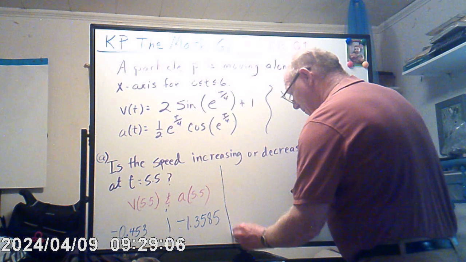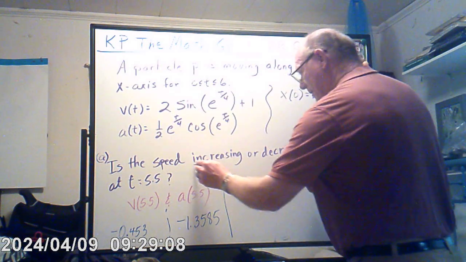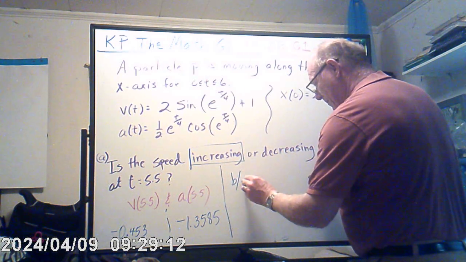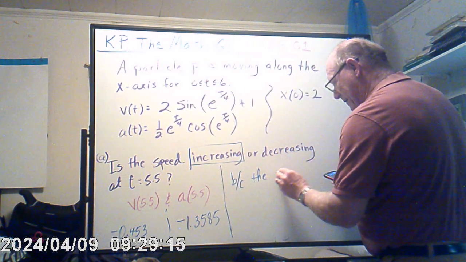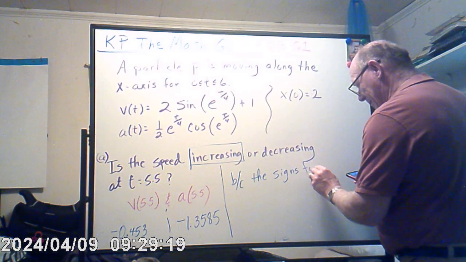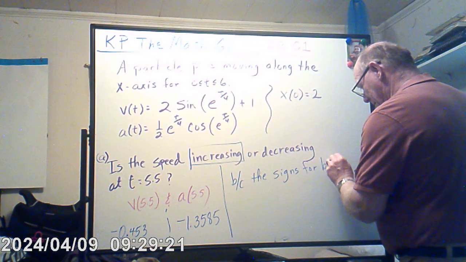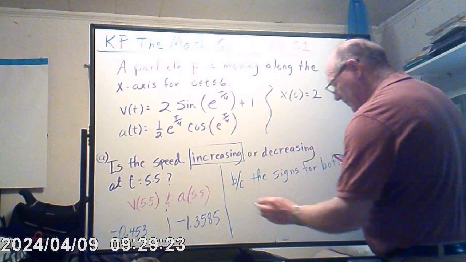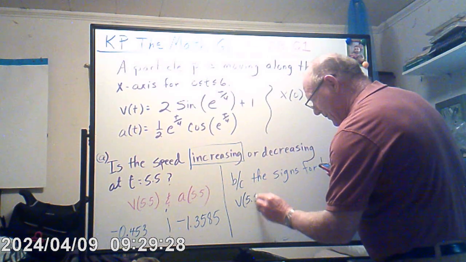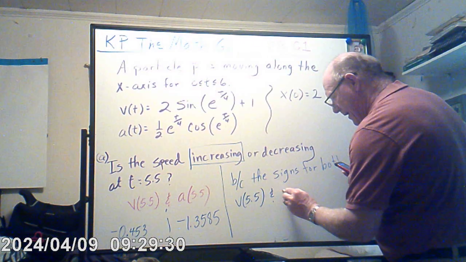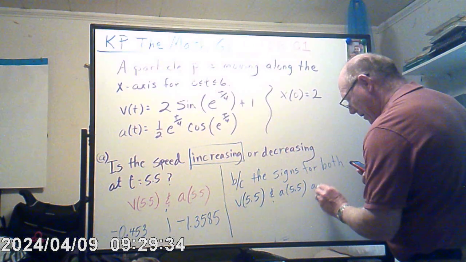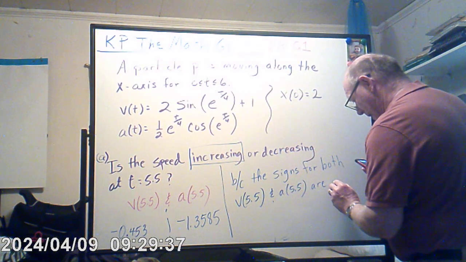So you say that the speed is increasing because the signs for both V at 5.5 and A at 5.5 are negative.